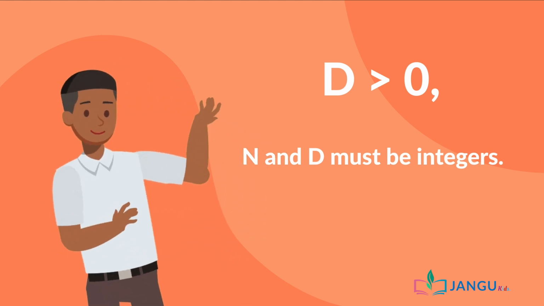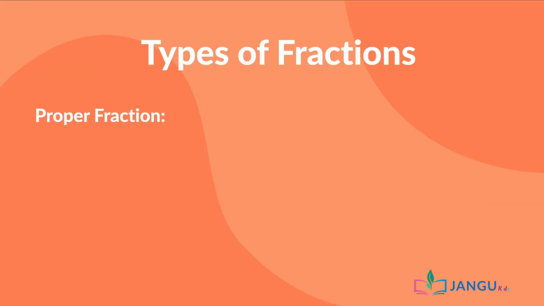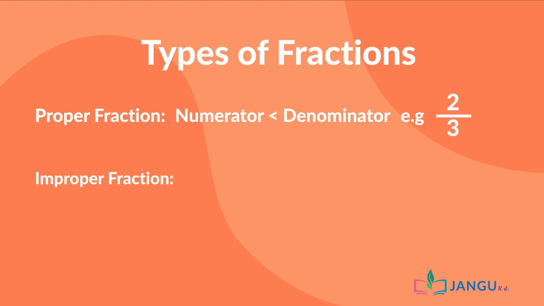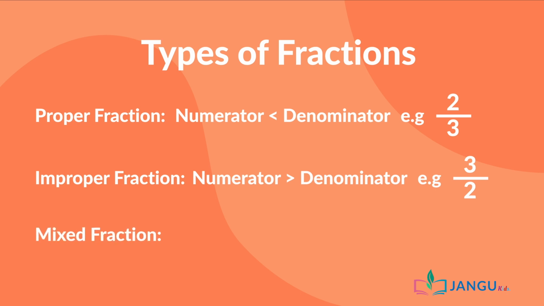Now, do you remember the types of fractions we have? Right, we have proper fraction, where the numerator is less than the denominator. For example, 2 over 3. We also have an improper fraction, where the numerator is greater than the denominator. For example, 3 over 2. And lastly, we have a mixed fraction, which is a combination of a whole number and a proper fraction. For example, 2 whole number 2 over 3.